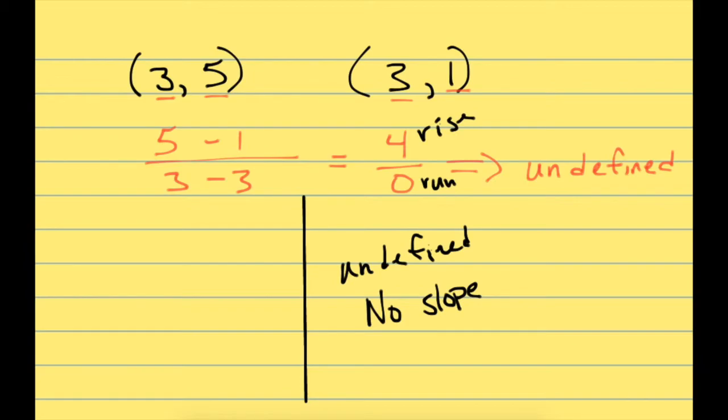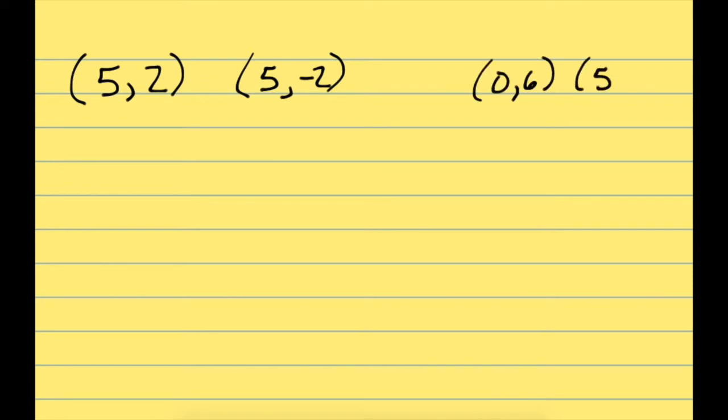We have the positive slope, that's increasing from left to right, negative slope, which decreases from left to right or falls. We have the horizontal line, which has a 0 slope, and the vertical line, which has an undefined slope. So I'm going to give you 2 sets of points, and I'd like you to find the slope for those sets of points. The first set is 5, 2, and 5, -2. And the second set is 0, 6, and 5, -4. So take a second, pause the video, find the slopes for those 2 pairs, and then unpause the video and see how you did.